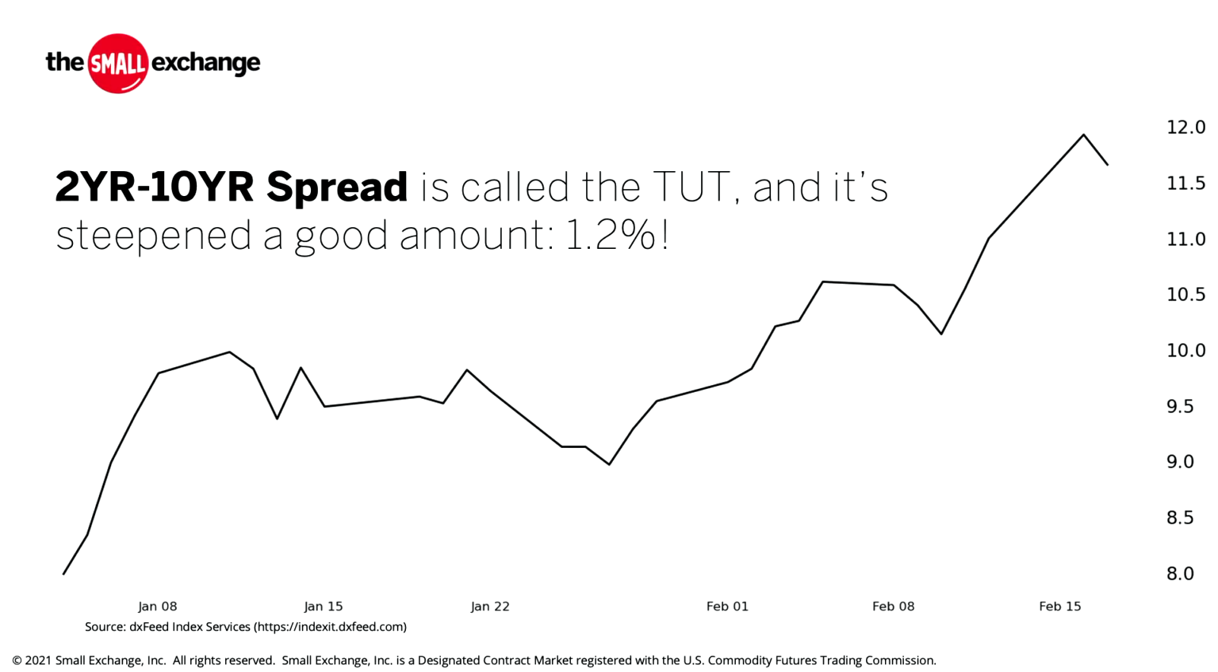And so this is what steepening looks like. The difference, as you can see, going from $8 there, or 0.8%, all the way up to $12, or 1.2%. They're steepening in those yields. The difference between those yields is getting larger. This TUT spread moving higher here.